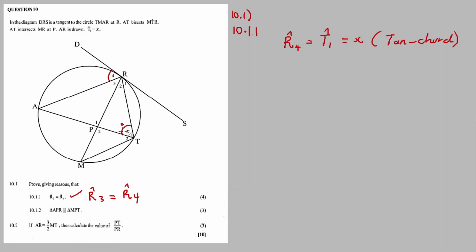Is there any other angle that R4 is equal to? I don't think so. So how about we use this angle to our advantage? So let's show this. R4 is equal to T1, but we are told that AT bisects angle MTR. This whole angle is being bisected, meaning that T1 and T2 are equal. So we also show that T1 is equal to T2. Why? It's given, AT bisects MTR. So now R4 is equal to T1 and T2. So the more the merrier.